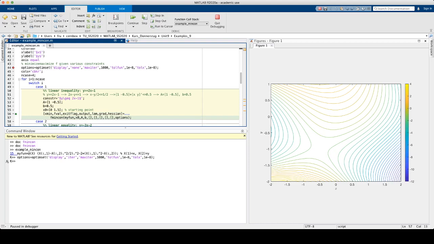The output is similar to fmin_unc, even identical. It's the point of the minimum, xmin. It's the function value at the found constrained minimum, the exit flag, which should be not 0, and the output structure. Lambda, this is different from fmin_unc. Lambda is the vector of Lagrange multipliers, which are used during minimization. And then we have the gradient and the Hessian.